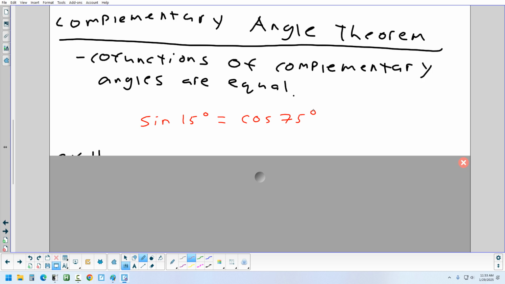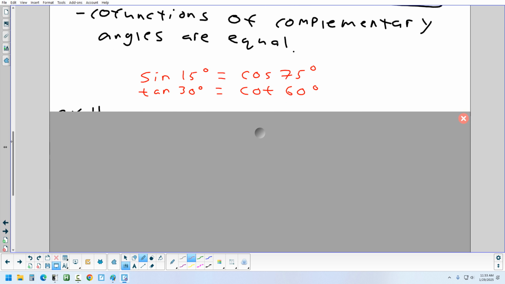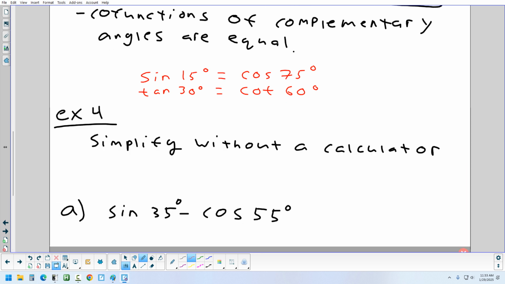All right. How about the tangent of 30? What would that be the same as? What's another way I could write it? Yeah, the cotangent of 60. So why would you want to rewrite it? Well, that would help you to figure out something like that.